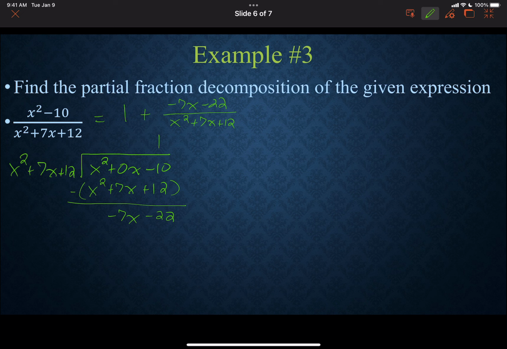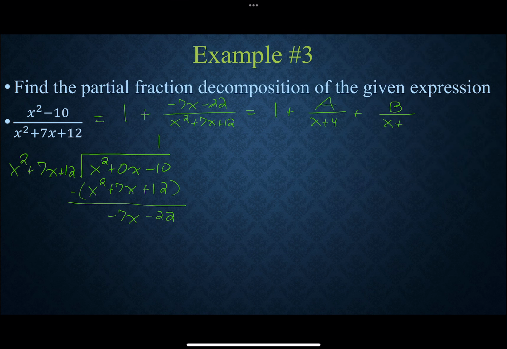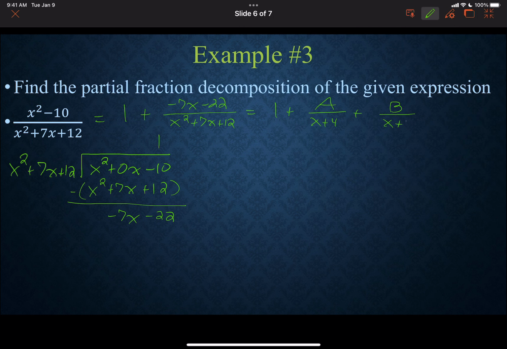And you can see the remainder portion is now a proper rational function, which means we can do the partial fraction based off that function right there, and we obviously just include the 1 in our final answer. So we have 1 plus a over x plus 4, and then b over x plus 12. Well, not plus 12, sorry, plus 3. Let's just fix that. And we're multiplying a by the x plus 3, the b by the x plus 4, and we're comparing those numerators to the negative 7x minus 22.